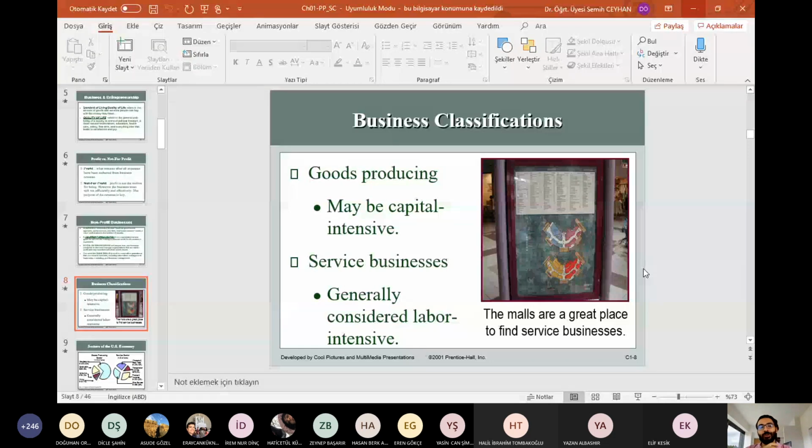Think about the factories who produce electricity devices, right? These are actually production industries, producing some goods. Think about the malls, shopping malls, the restaurants, and the hospitality industry. I mean, by hospitality, the tourism industry, right? They are selling some services. They are generally labor intensive, while goods producing is capital intensive.